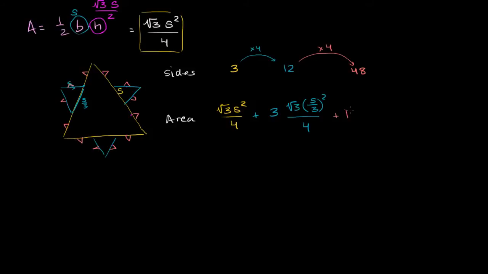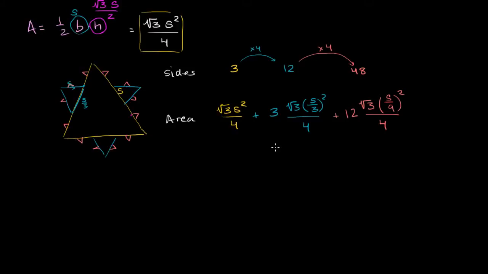And actually, let me write that. Well, I'll just write 12 orange triangles. But it's really, I just multiplied it times 4. And then I'm going to have times the square root of 3. And now this isn't going to be s over 3 anymore. These are now going to be s over 9. These have 1/3 the dimensions of these blue triangles. So this is going to be s over 9 squared, over 4.